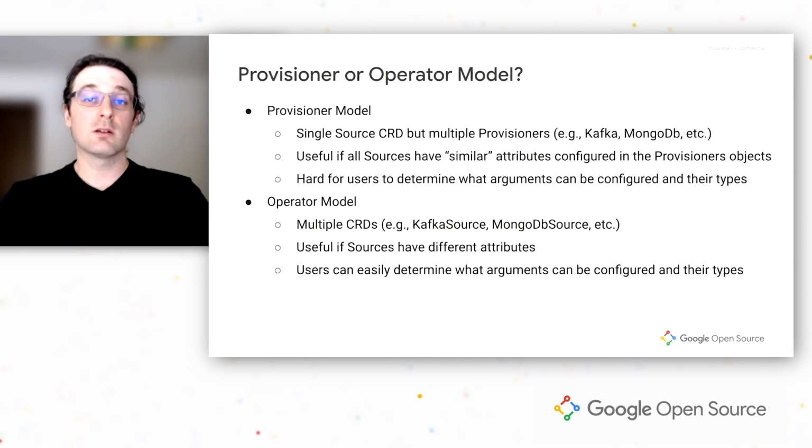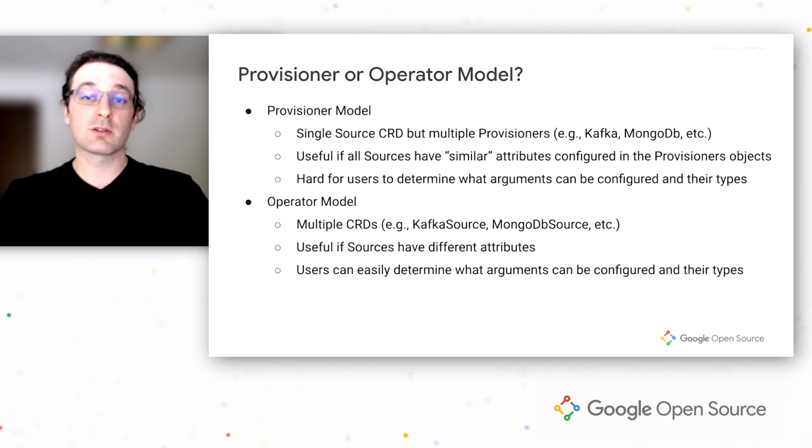The next model we tried was called the operator model. In this model, each source has its own CRD type. For example, Kafka source, MongoDB source, and GitHub source are all their own CRDs. This made it much easier for users to understand what was installed in the cluster because they could use their native Kubernetes interactions, such as listing CRDs.